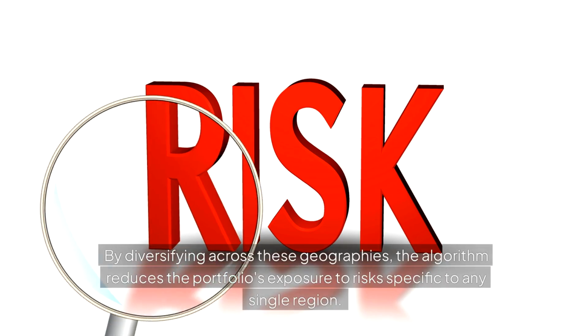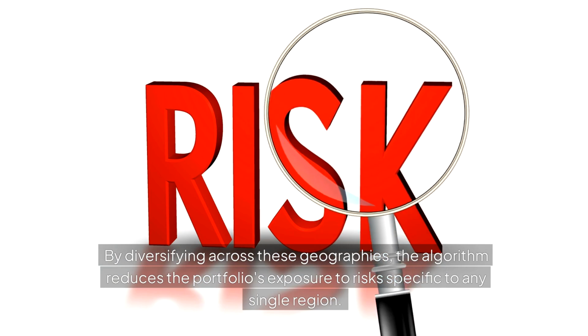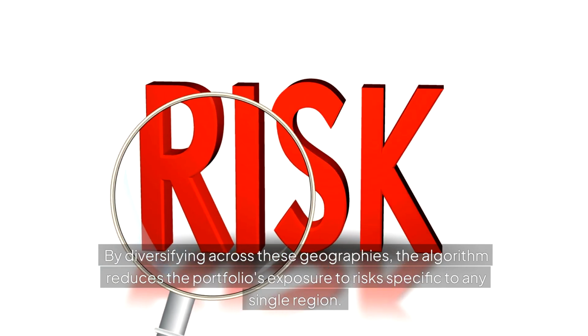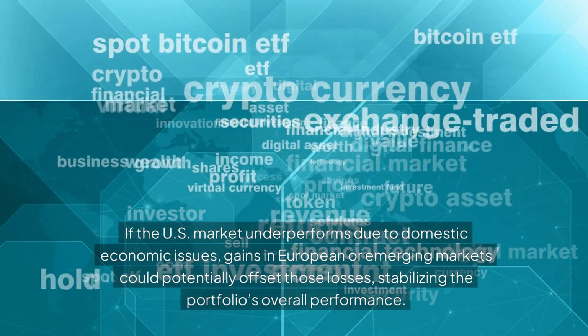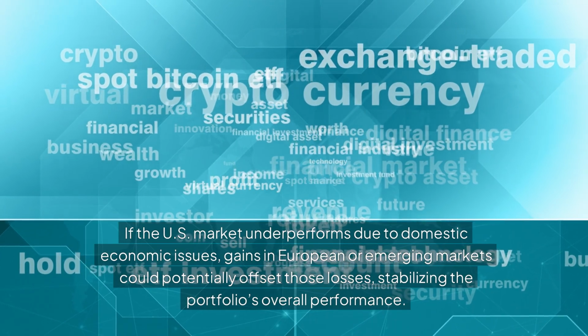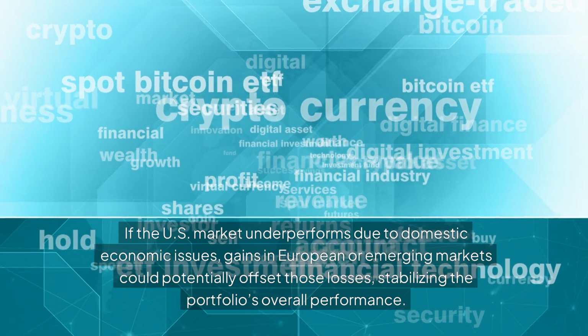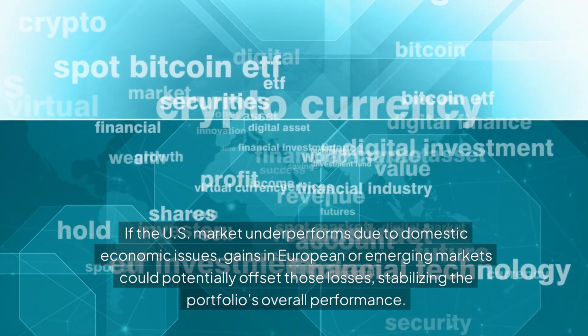By diversifying across these geographies, the algorithm reduces the portfolio's exposure to risk specific to any single region. If the US market underperforms due to domestic economic issues, gains in European or emerging markets could potentially offset those losses, stabilizing the portfolio's overall performance.